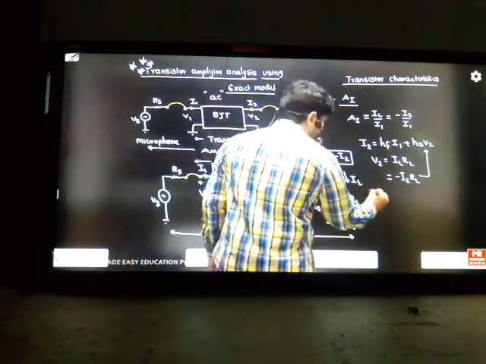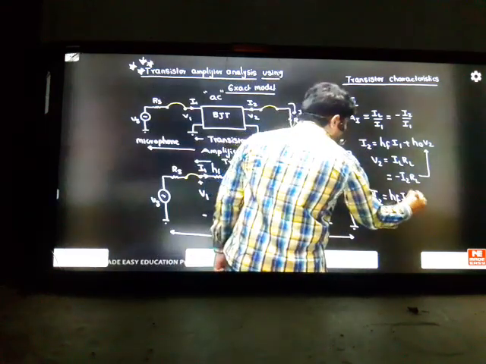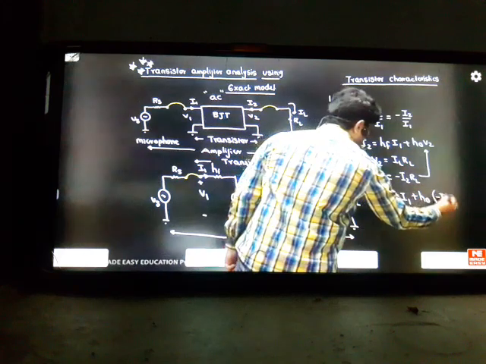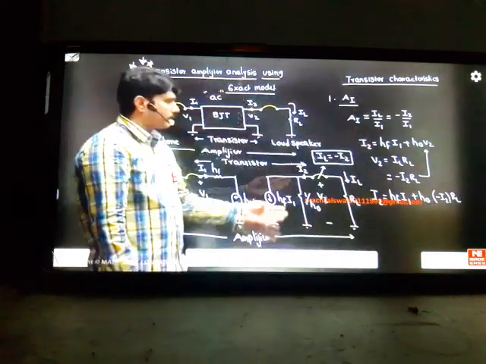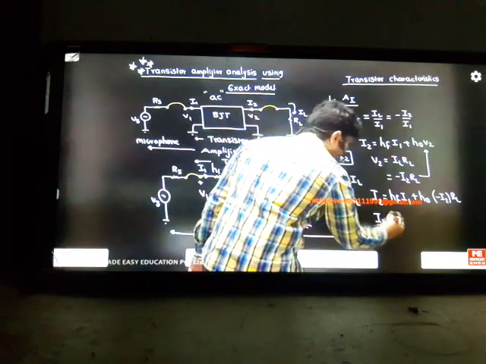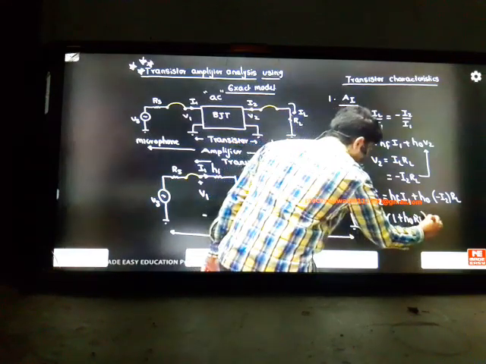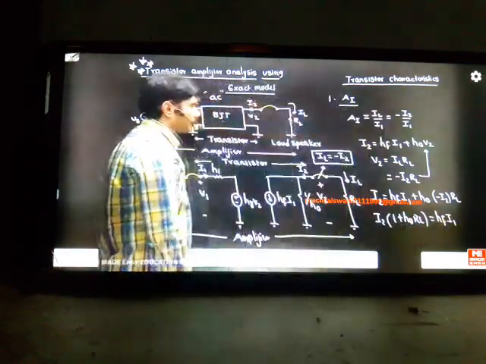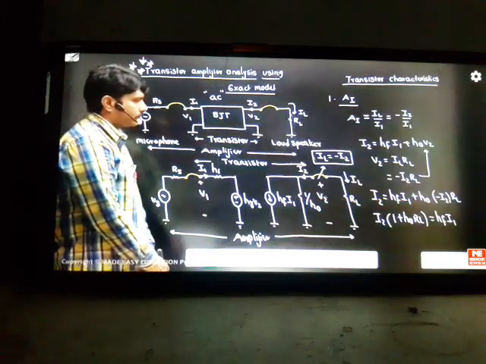Then the answer we get is I2 is equal to HF into I1 plus H0 into minus I2 into RL. So this is the way I substituted. Now you can see that you have only two currents, I2 and I1, and we can find the answer. If you take I2 common, it will become I2 into 1 plus HO into RL is equal to HF into I1. You can see how simple it is. The derivation is very important, or rather, derivation is a concept. So I think we got the ratio.